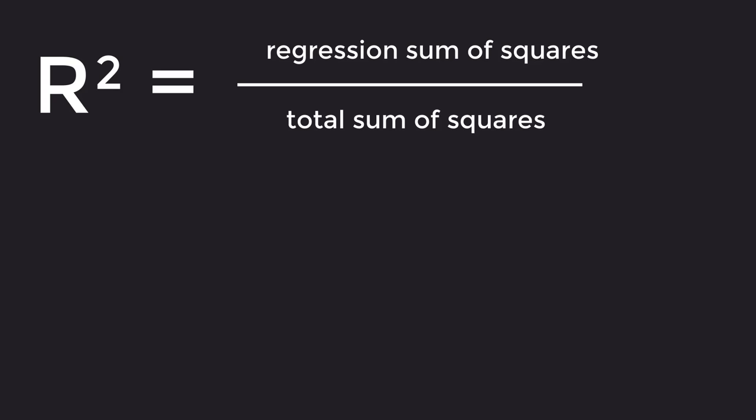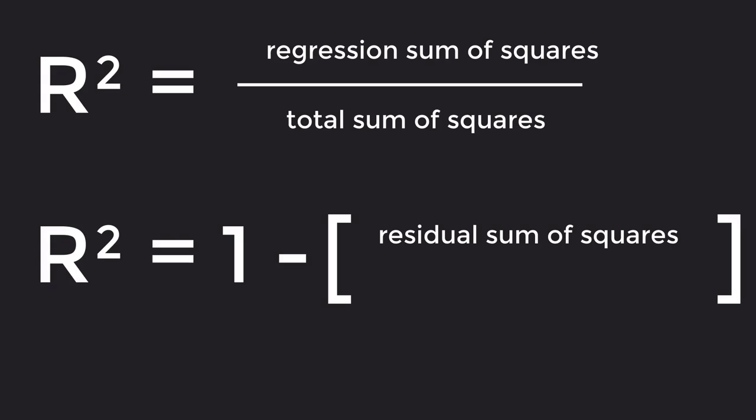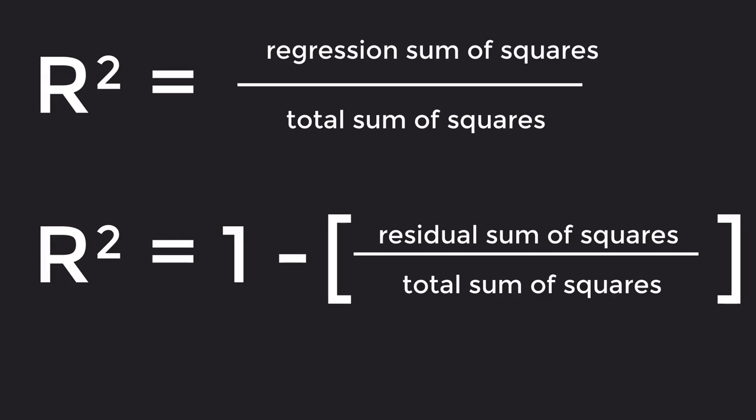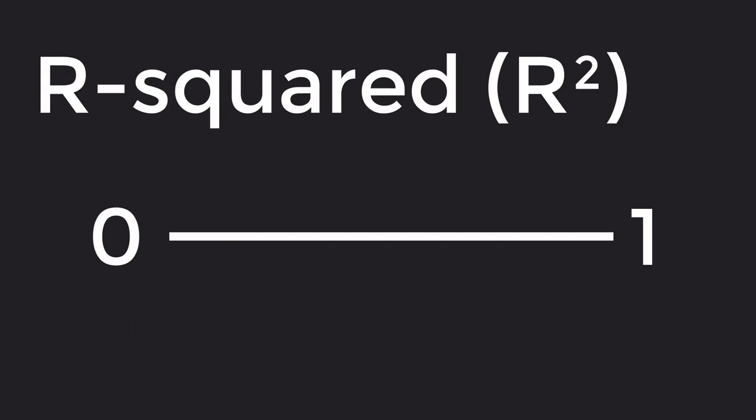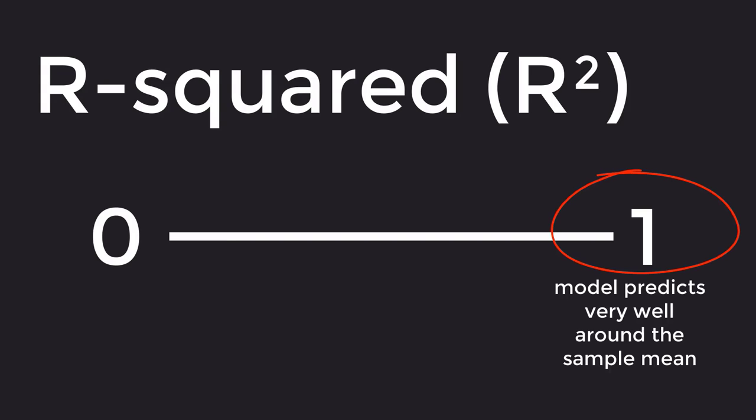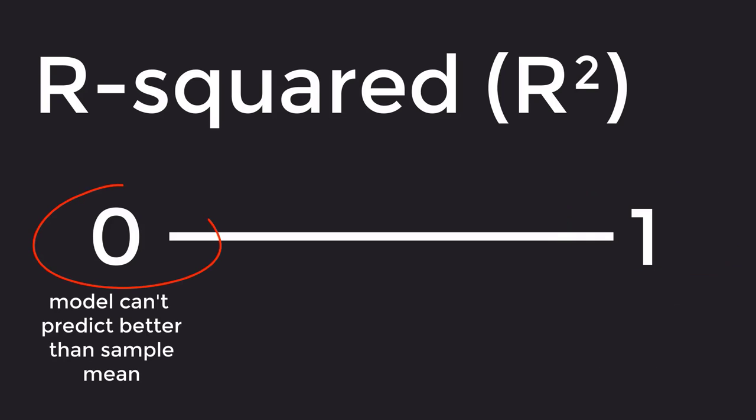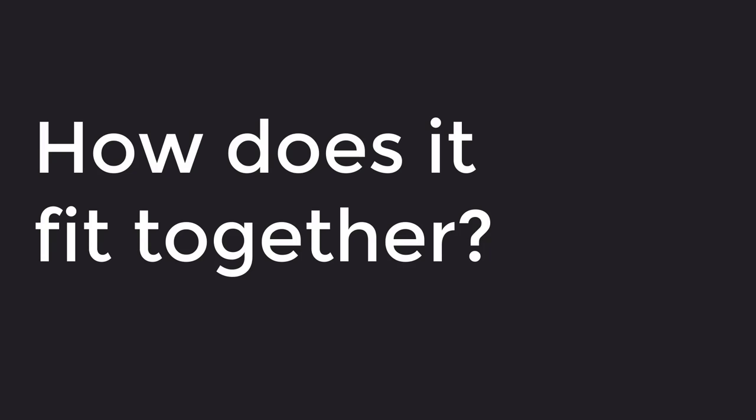The R-squared value equals regression sum of squares divided by total sum of squares. It also equals 1 minus residual or error sum of squares divided by total sum of squares. An R-squared value of 1 means that our model is capable of predicting all of the variabilities around the sample mean. R-squared of 0 means that our model can do no better than the sample mean in predicting the actual results. Let's have another look at the calculations that go into the R-squared to see that.